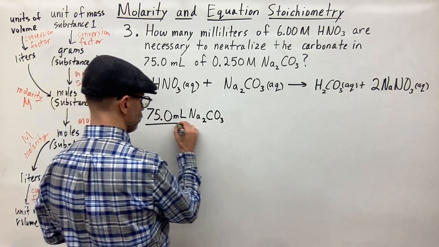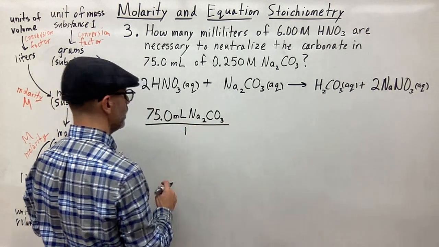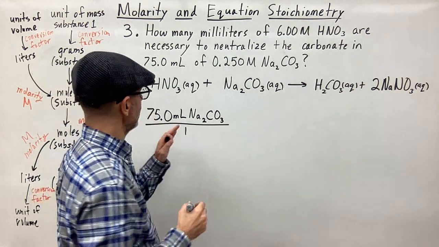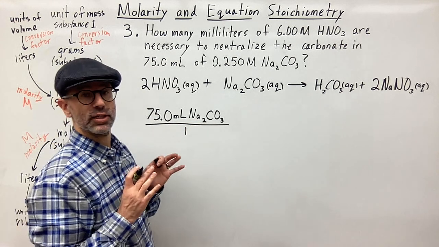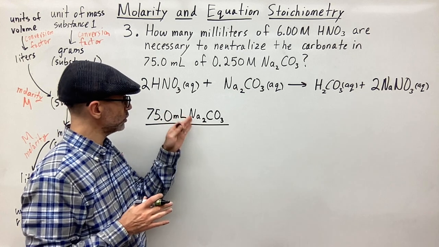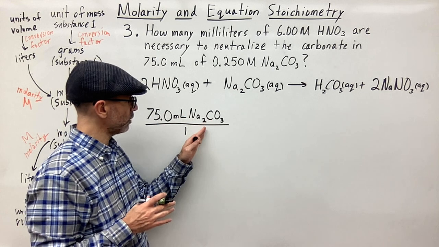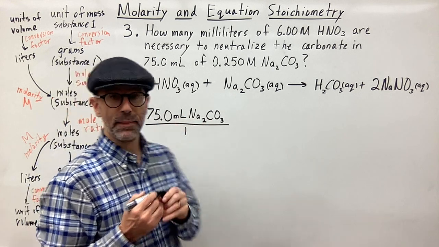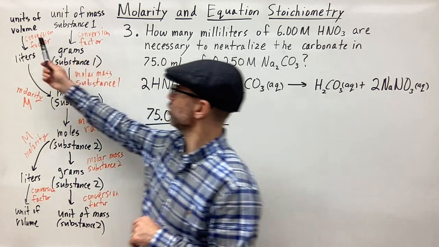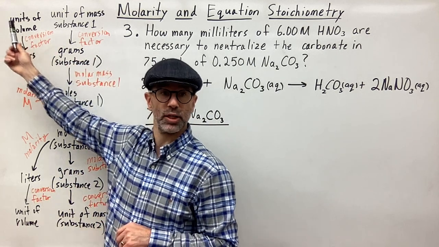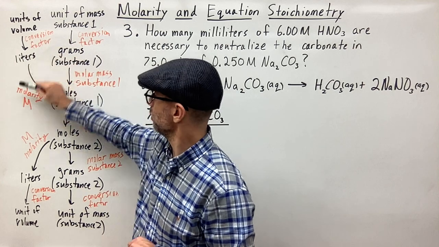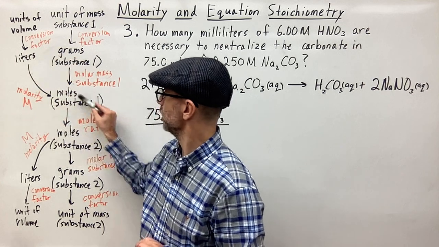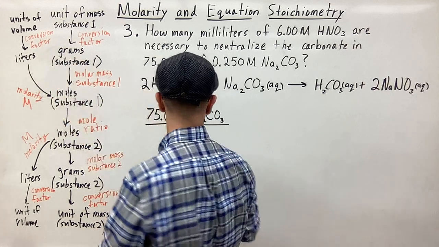Then I'm going to put that over 1. And so now I need to convert this to moles. That's the goal. The first thing you need to get to is moles. I need to get to moles of Na2CO3, sodium carbonate. So where am I on my roadmap here? I'm at units of volume, milliliters. So I need to convert this to liters, and then I'm going to use the molarity as a conversion factor to get to moles. So this is 2 steps.